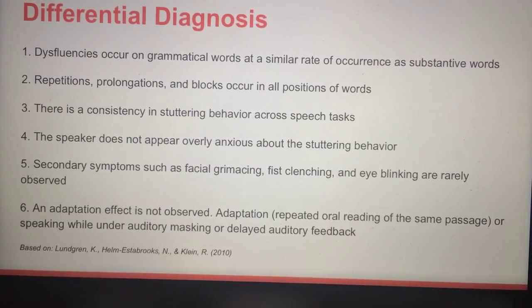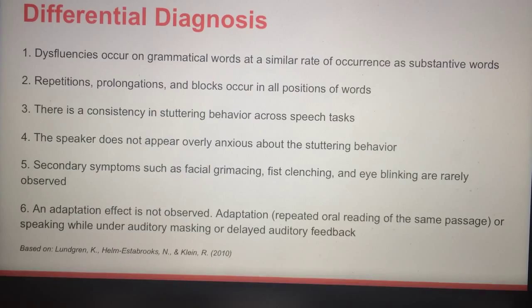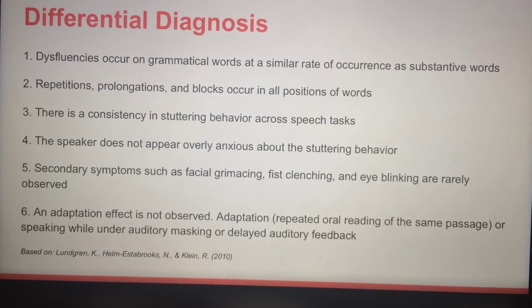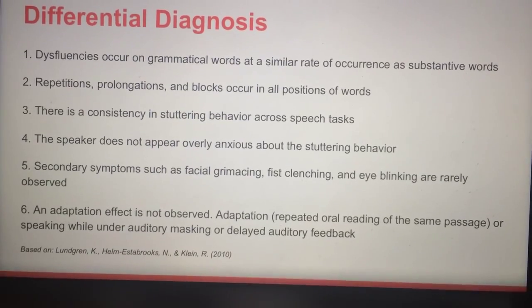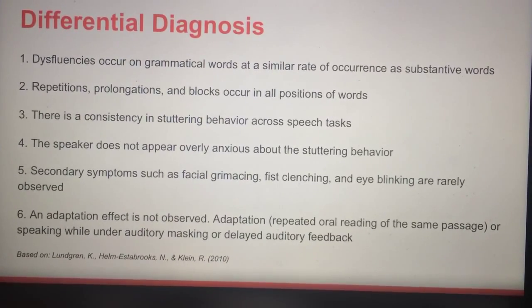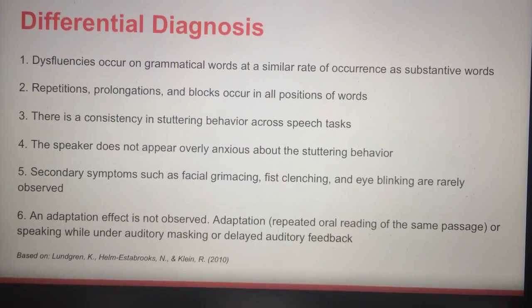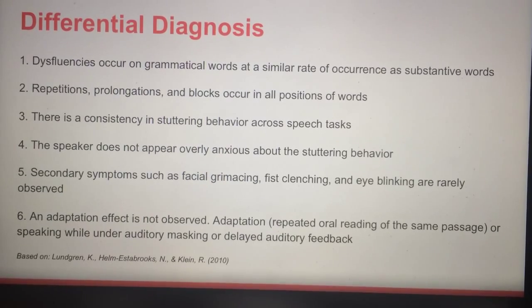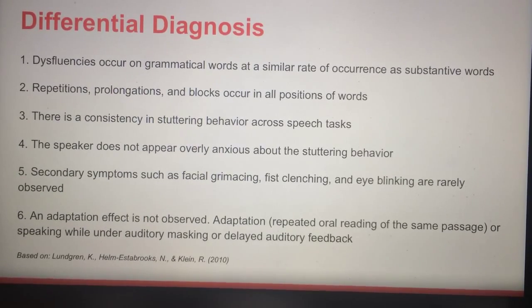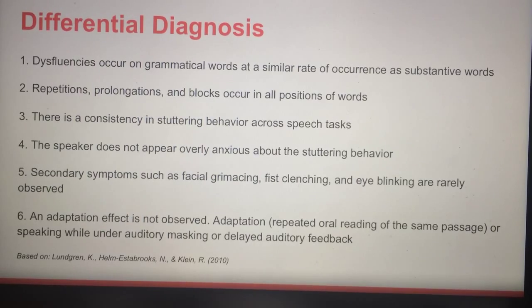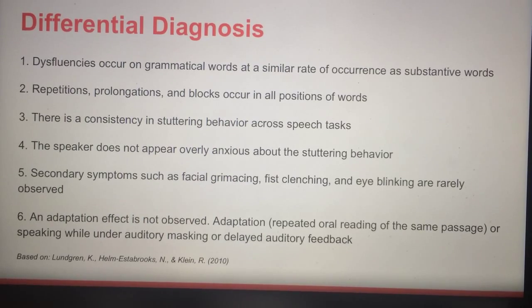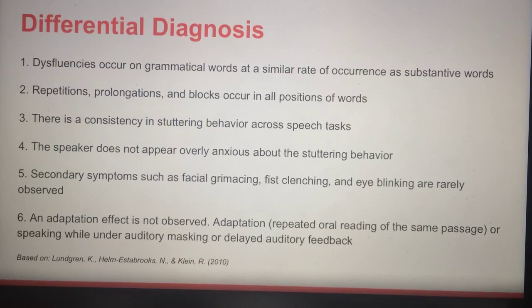And secondary symptoms such as facial grimacing, fist clenching, and eye blinking are rarely observed in this population. And also, adaptation effect is not observed. So the adaptation effect refers to the reduction in stuttering over successive oral readings of the same material. And also when speaking while under auditory masking or delayed auditory feedback, that population does not have decreased stuttering with that effect.